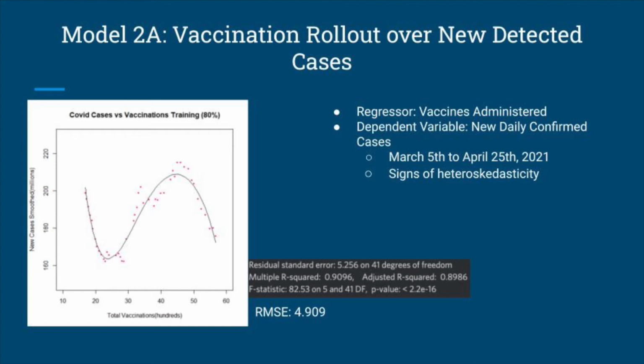newly reported cases. The f-statistics and p-values of 82.53 and 2.2 e to the negative 16th strengthen our claims of accuracy given the considered data set. In this situation, our high f-statistic entails a strong relationship between the regressor, vaccines administered, and the dependent variable, new daily confirmed cases. However, there are signs of distribution issues within the figure, as the alignment of the points is not uniform. We will explore the severity of this potential issue through the validation process used in the previous regressions.